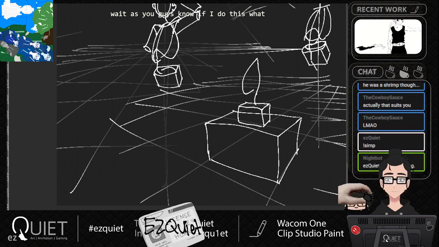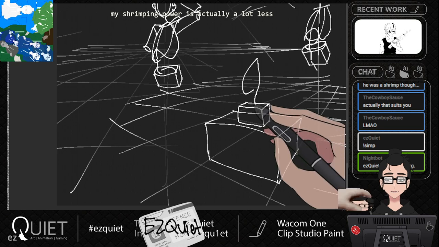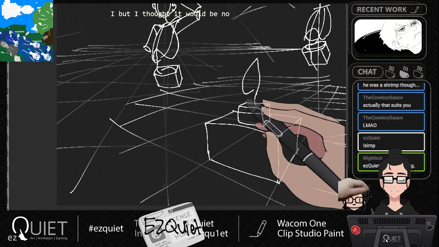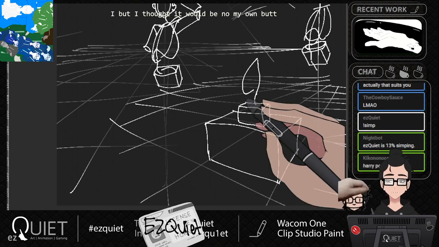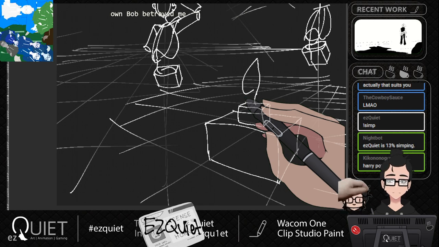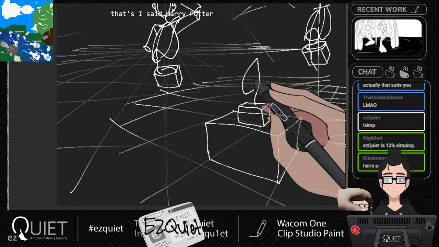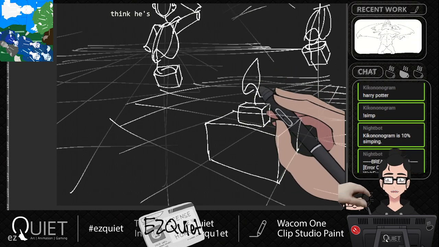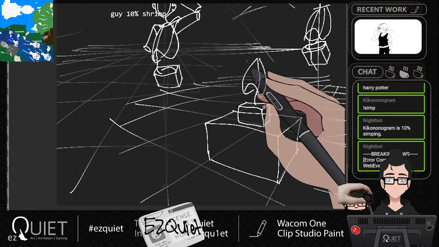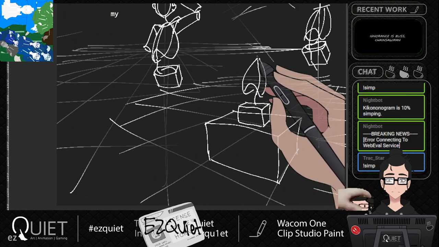Oh man, my shrimping power is actually a lot less than I thought it would be. No, my own bot betrayed me. Sad, bro. Harry Potter? I said Harry Potter. I don't think he's a smart guy. 10% shrimping? Kiko? Oh my god. I thought you were higher than that.